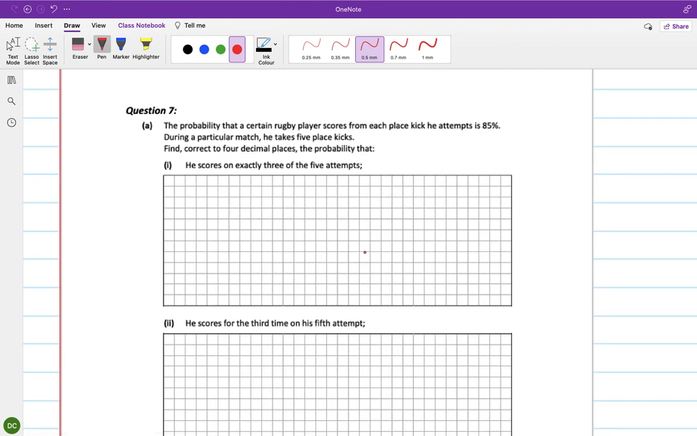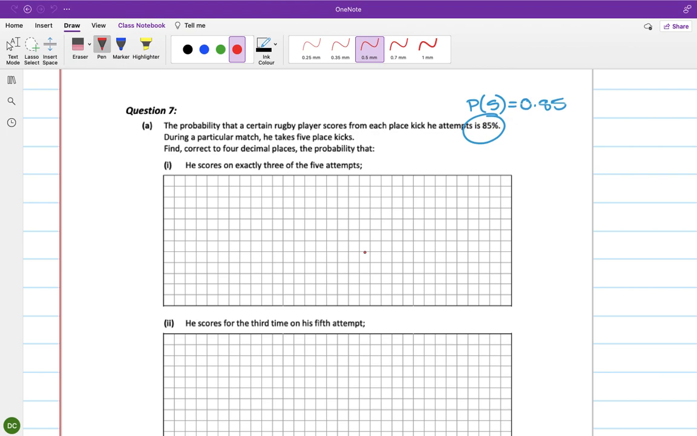So the probability that a certain rugby player scores for each place kick he attempts is 85%. Okay, so the probability of scoring is 0.85. During a particular match, he takes 5 place kicks. Find, correct to 4 decimal places, the probability that he scores exactly 3 of the 5 attempts.